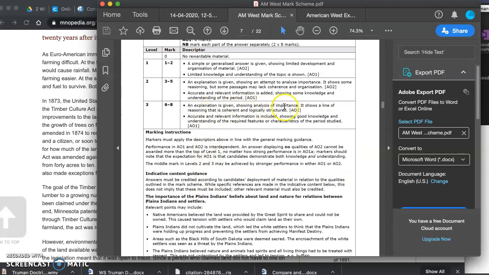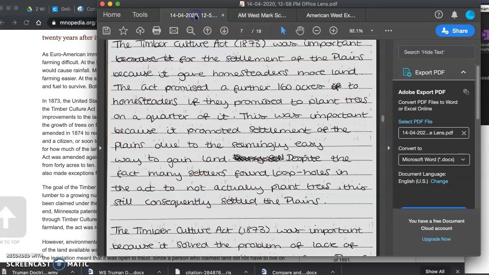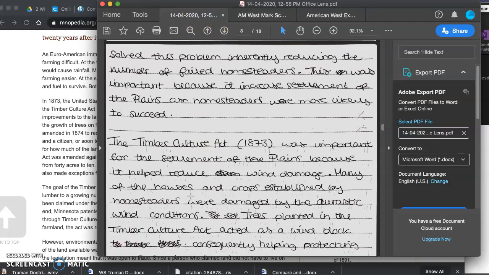So explanation is given showing analysis of importance. I think you do that. It shows a line of reasoning that is coherent and logically structured, certainly. And there's accurate and relevant information included throughout, and you show good knowledge throughout the answer there. So I don't think it would be less than an 8 there. So good job there.